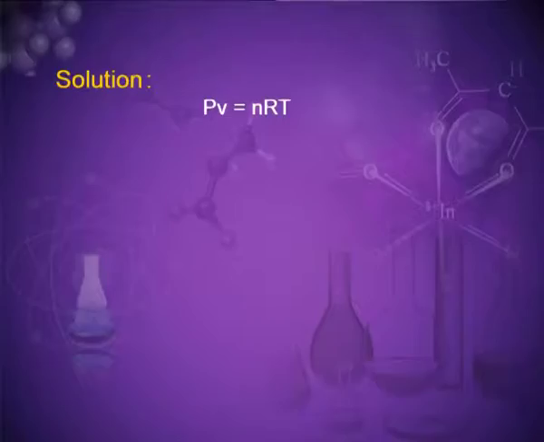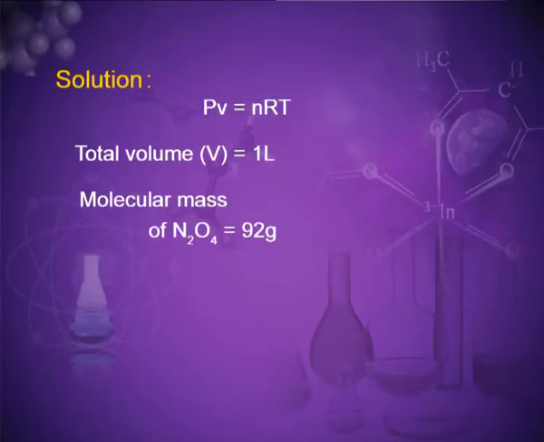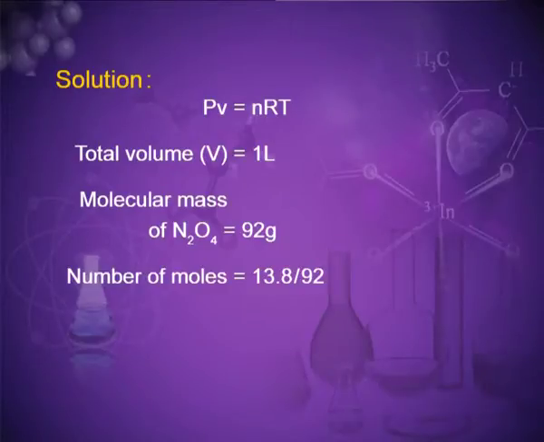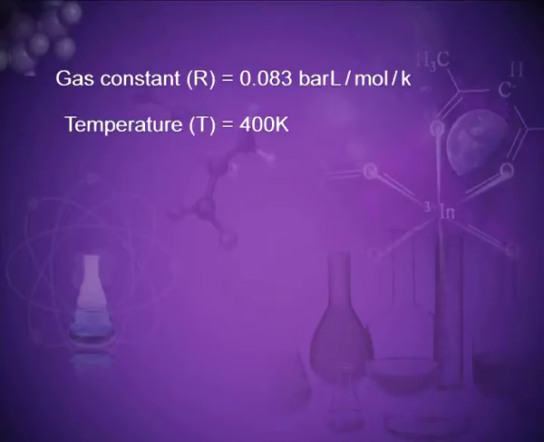This can be solved as follows. We know the ideal gas equation PV equals nRT, and the total volume of 1 liter has been given in the question. The molecular mass of N2O4 is 92 gram, so the number of moles is 13.8 divided by 92, which is 0.15 of the gas, that is n. The gas constant R is 0.083 bar liter per mole per Kelvin. Temperature T is 400 K.